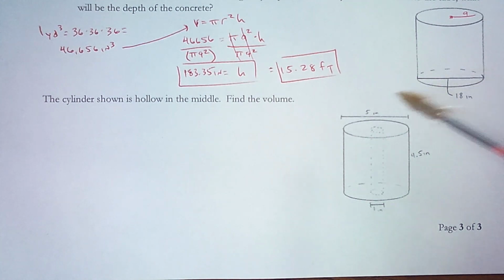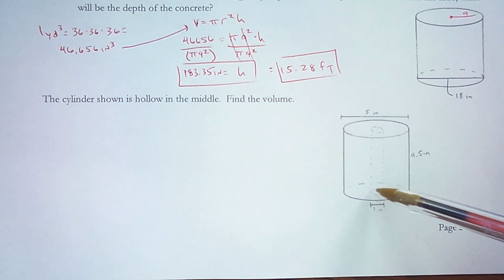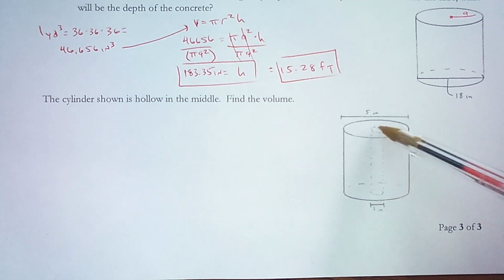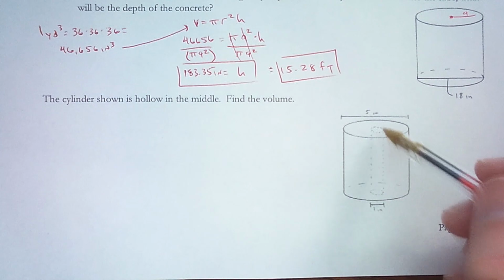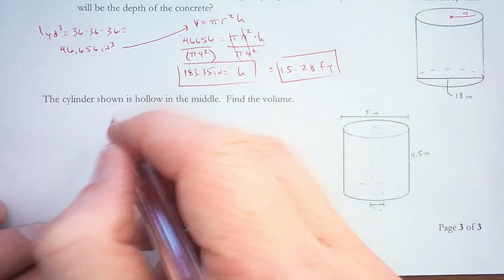The cylinder shown is hollow in the middle. Find the volume. So we've got a 5-inch diameter, we've got a 4.5-inch height, and then we've got this hollow core here that is a 1-inch diameter. These happen to be the same as the dimensions of a normal roll of toilet paper. So what we're going to do is find the volume of the toilet paper on the roll. In order to do that, we need to find this outer volume and subtract the volume of the hollow part.